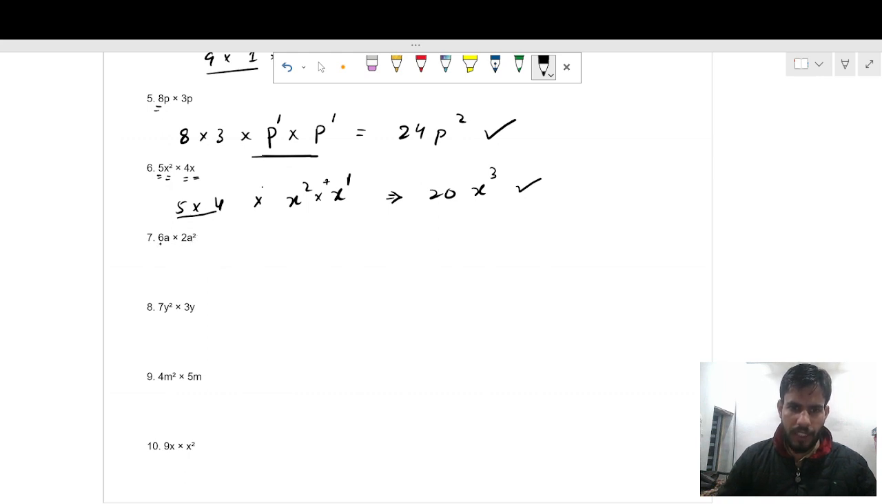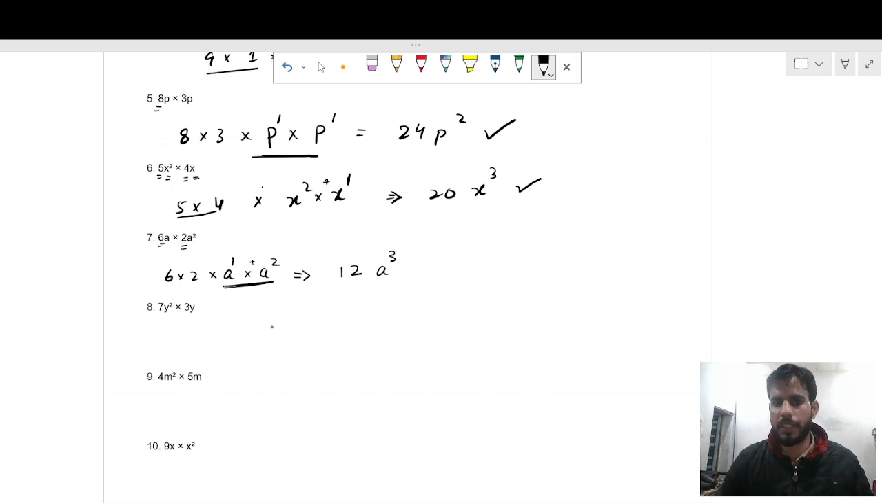Next question, if you will see, 6a times 2a squared. So first of all, again we will multiply the constants first. So 6 times 2 times a times a squared. Exactly as in the previous question, 6 times 2 is 12. A has a power 1 and a squared, so again there is a multiplication sign between them. When we multiply two same variables with different exponents, we just add the exponents. So a to the power of 1 plus 2, which is equal to 3, a to the power of 3.